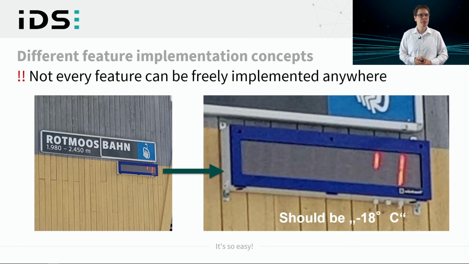But attention! Not every feature can be freely implemented anywhere. Look at this example image I took while skiing a few years ago. The display should show minus 18 degrees Celsius. For the human vision, it was all fine. But at the moment I tried to take a snapshot with my mobile phone, I got only several elements of the display each try. This is not the rolling shutter effect. This is called light flicker mitigation.